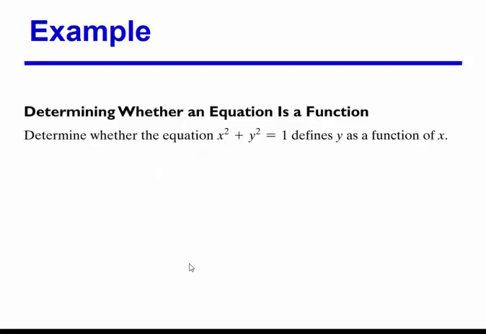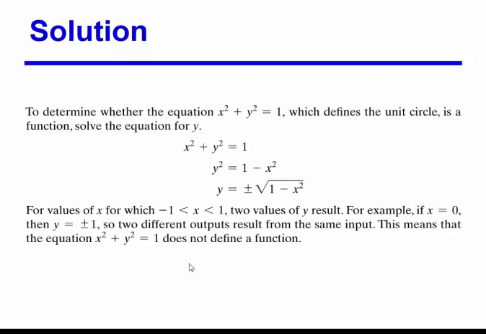So again, here we're going to determine whether an equation is a function. We have the equation x squared plus y squared is equal to 1. Does it define y as a function of x? This equation actually defines a unit circle. To determine whether it is a function, we solve the equation for y. Then we see that for values of x between -1 and 1, two values of y result. For example, if x is equal to 0, then y is equal to plus or minus 1. So two different outputs result from the same input.